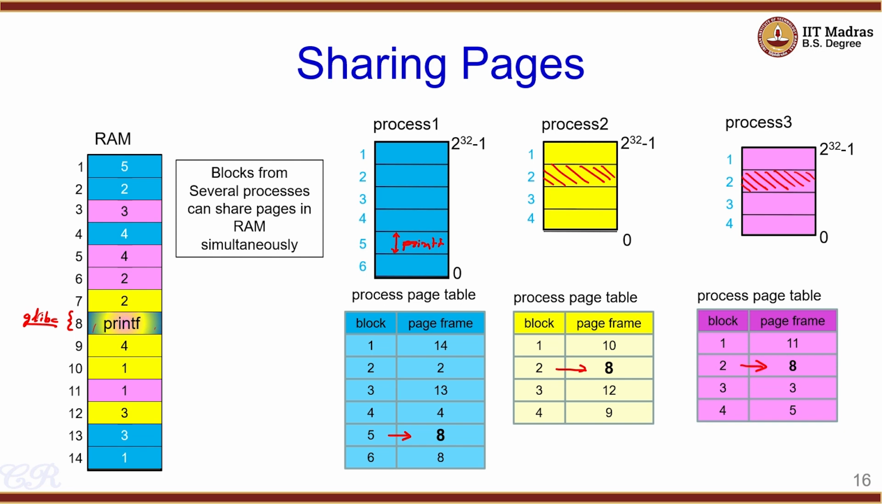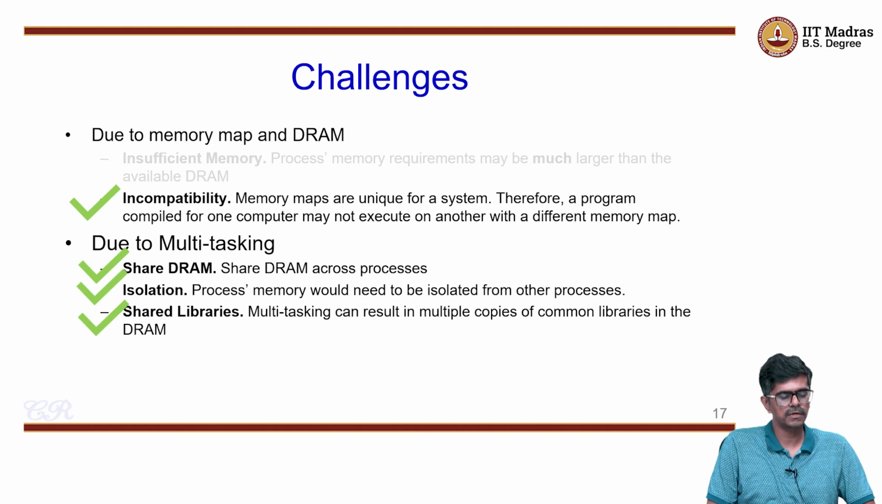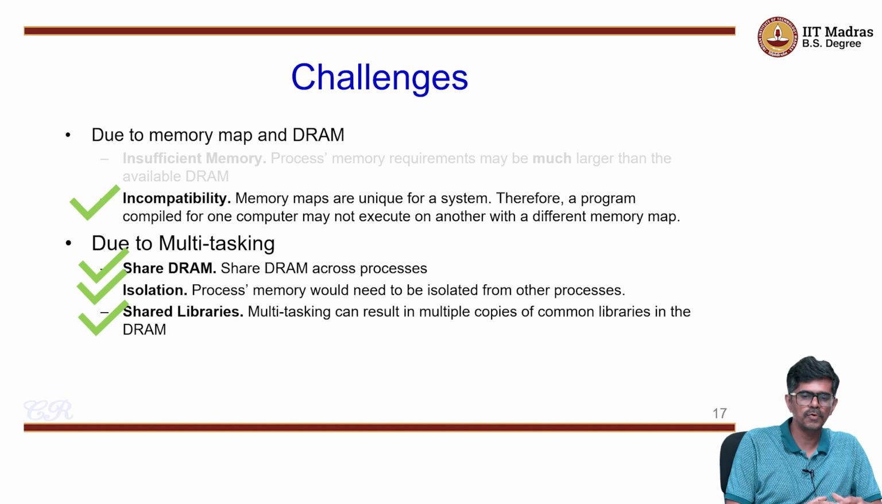So, in this way we are able to efficiently share common code like shared libraries in a multitasking environment, so that even though different processes invoke the same functionality, we do not have to have multiple copies of the same code in the DRAM. A single copy is enough.